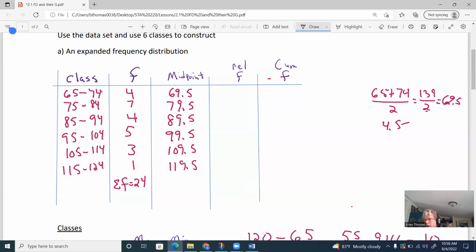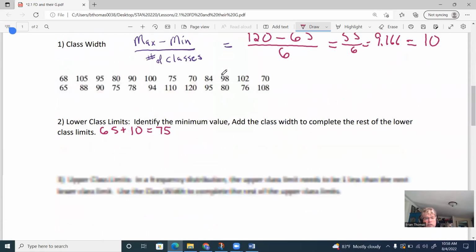We'll talk about more of that as we move forward. So let's move on to the relative frequency.